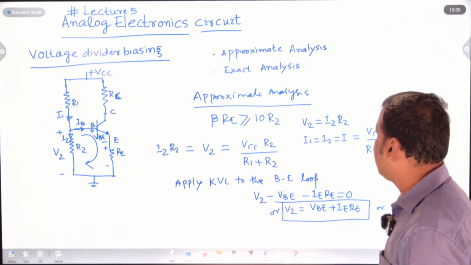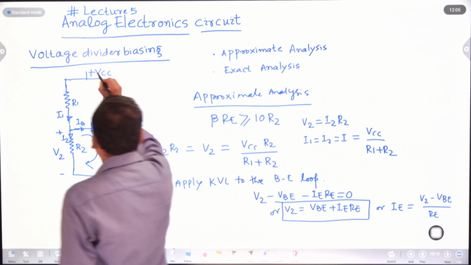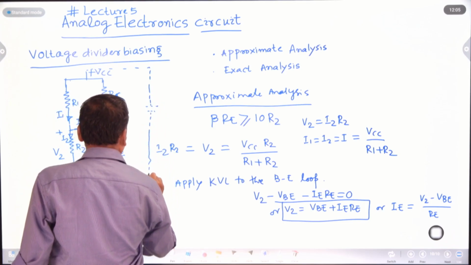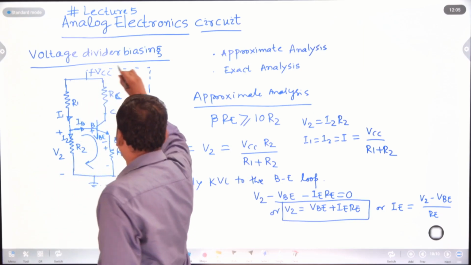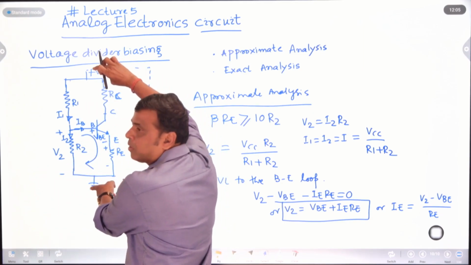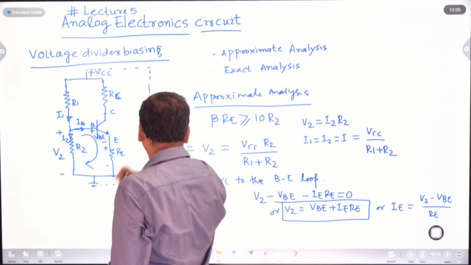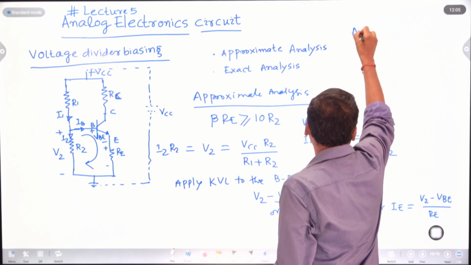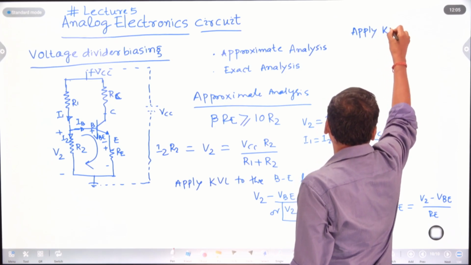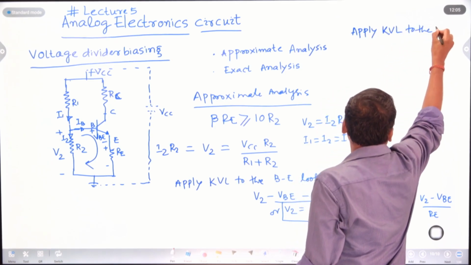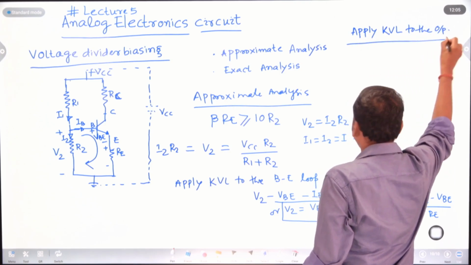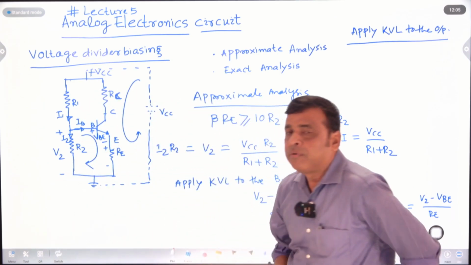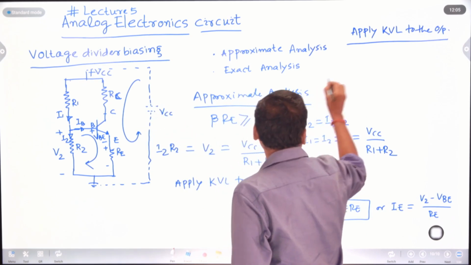Similarly, if you apply KVL to the output loop, what is my output equation? Now I am forming a loop. This is a closed loop. This is VCC. From this to this is nothing but your VCC. If I apply Kirchhoff's voltage law to the output loop, what is my output equation? Here the current flowing is like this, plus to minus here. Here minus to plus, that is your VCC.